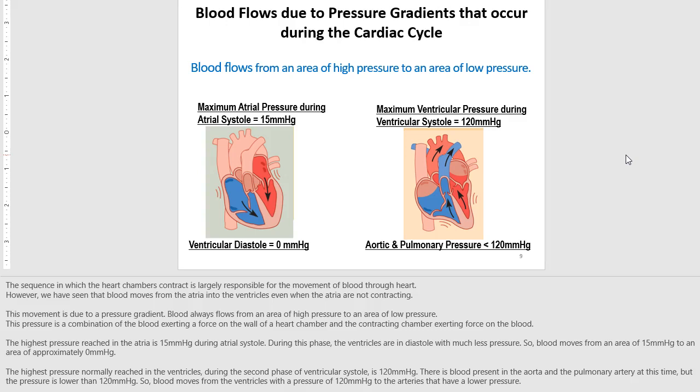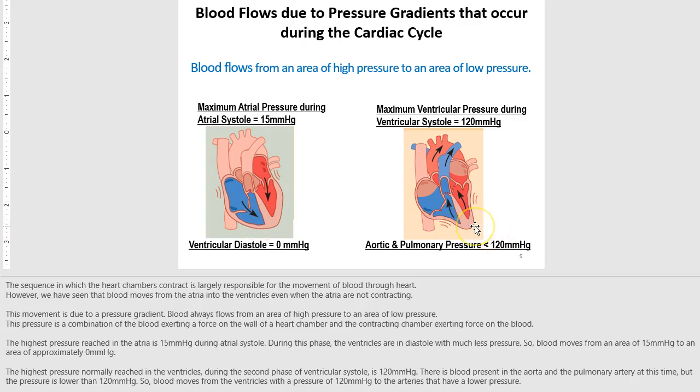But one thing stays constant, and that is blood always flows from an area of high pressure to an area of low pressure. So the highest pressure reached in the atria during atrial systole is 15 millimeters of mercury. During this time, the ventricles are in diastole and they have much less pressure, approximating 0 millimeters of mercury. So blood will move from 15 to 0 millimeters of mercury, from high pressure to low pressure.